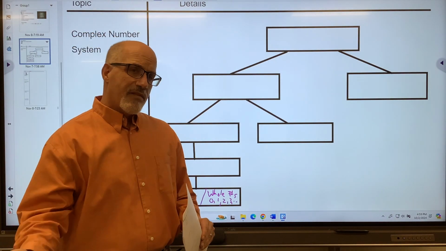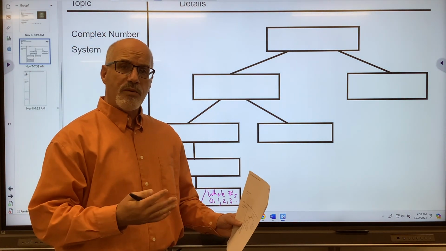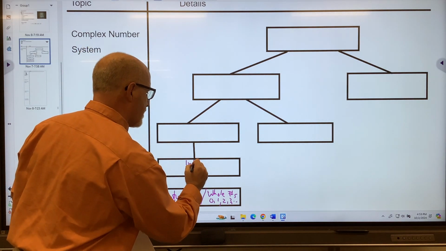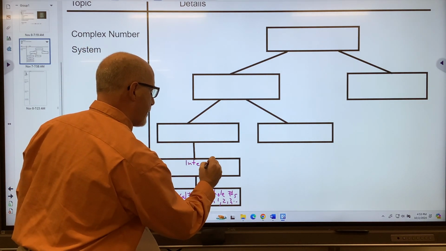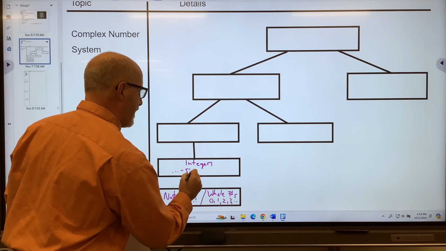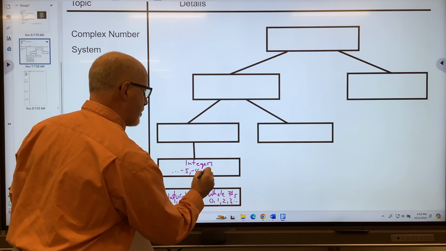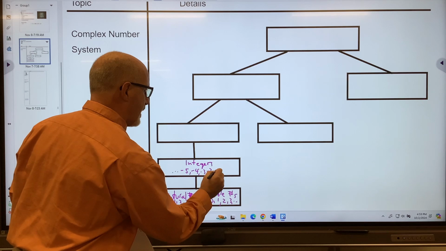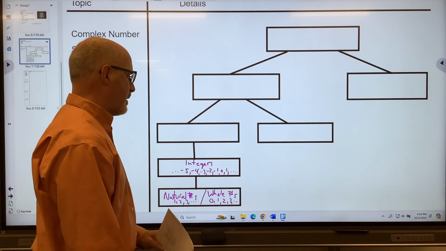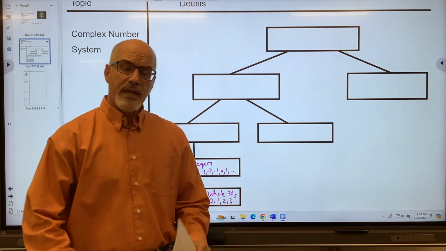Then negative numbers were introduced to the counting numbers, so all of their opposites, and we called those integers. So it's like all the way up to -5, -4, -3, -2, -1, 0, 1, etc. And just keep going. So those are called integers.